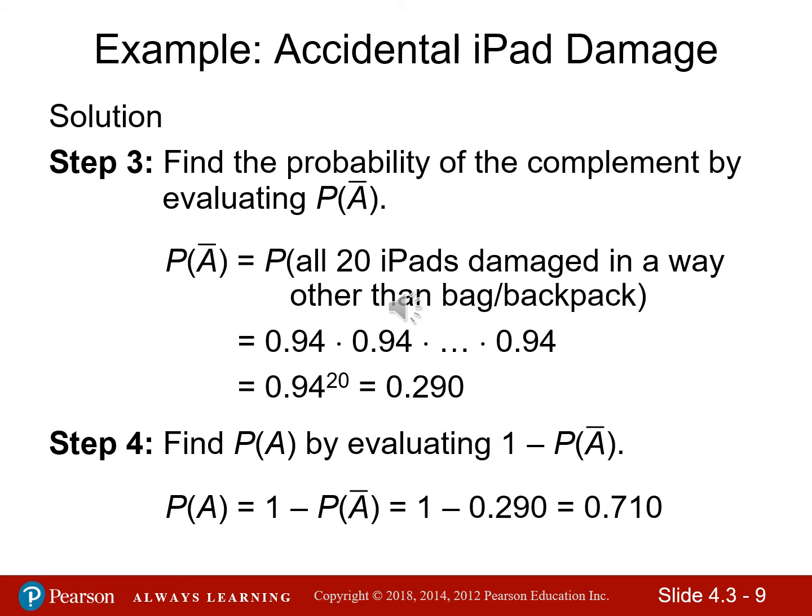And finally, the probability of A is equal to 1 minus the probability of the complement of A. So we can say the probability of A is equal to 1 minus the probability of A bar, which is equal to 1 minus 0.290, or 0.710. So the probability of getting at least one iPad in the 20 that is damaged by a bag or a backpack is 0.710.